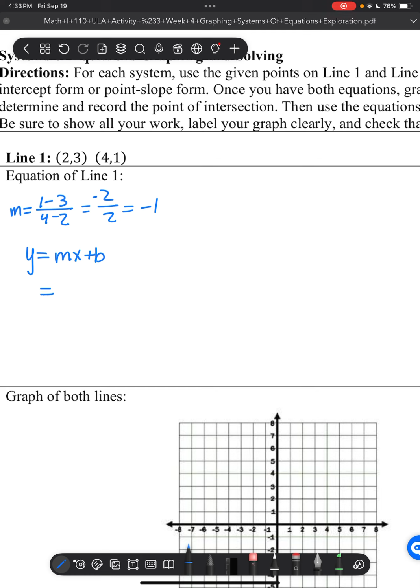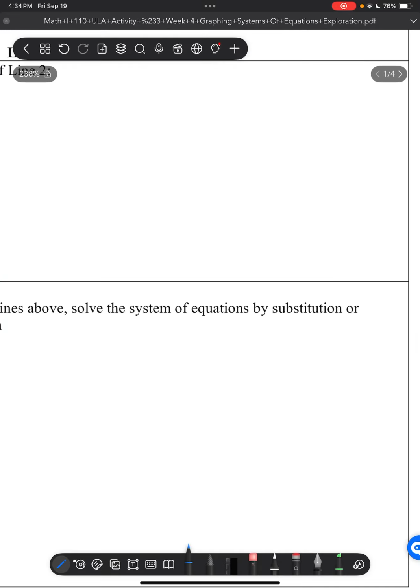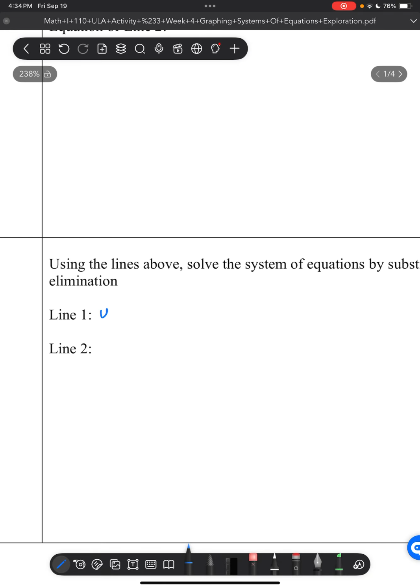So for my points, I'm going to do the (2, 3). So for our y, we have 3 and then negative 1 because that's our slope, times 2 plus b. That's negative 2 plus b, and to get rid of that negative 2, we're going to add 2, where we get our b equals 5. So by doing that, we have our equation y equals negative x plus 5. I'm already just going to write this over here, so then I already have this done.